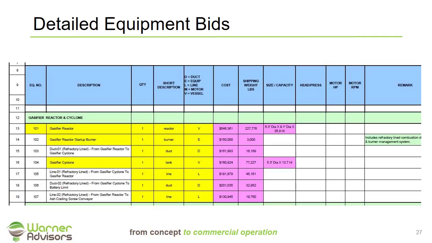In this case, this capital cost estimate was based on an FEL2 level of engineering, so they had not been able to define things like all the size and capacity of the equipment, the pressure rating, what the horsepower of the motors, what the RPMs of the motors are. Those are things that an FEL3 estimate would require to be completed.